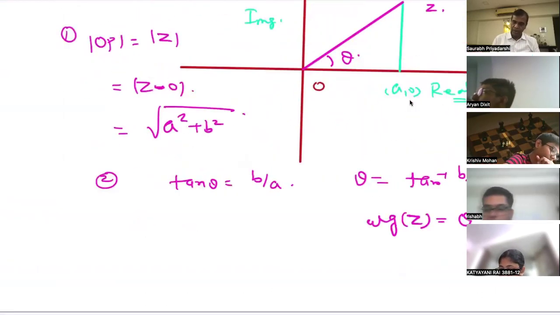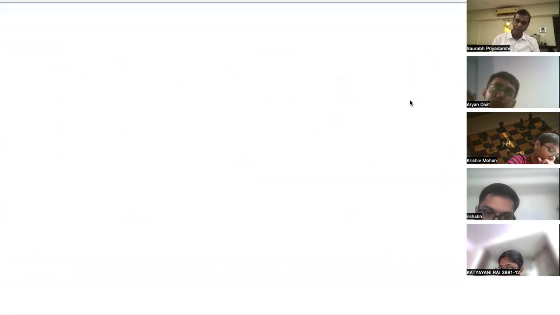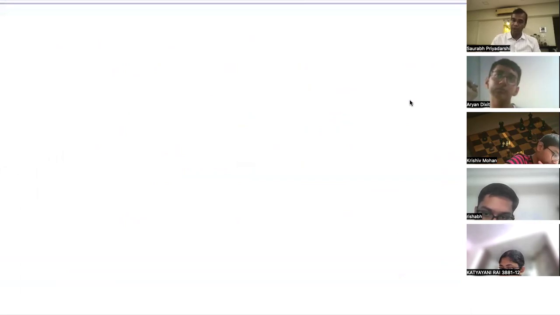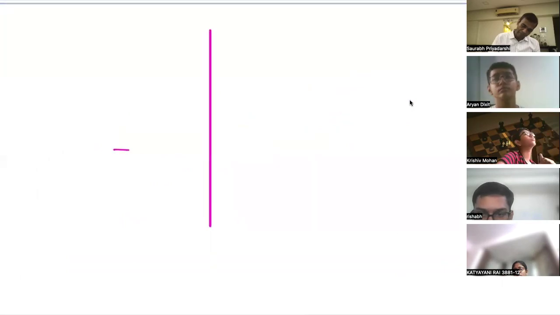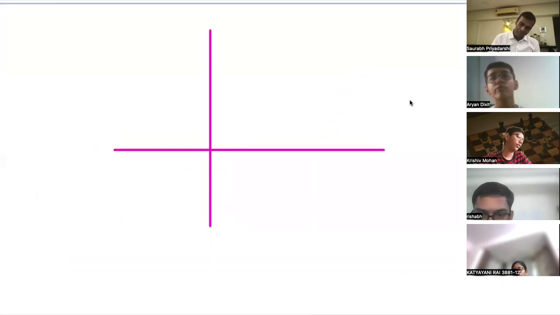So first is the modulus, mod z. Second is the argument of z. Third is the conjugate. This is called the reflection. Conjugate is basically the opposite side.